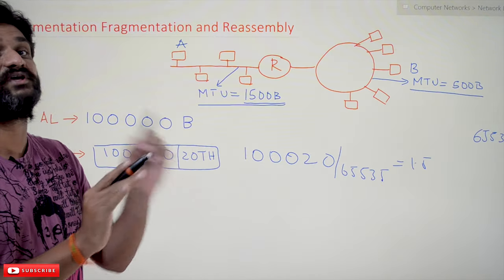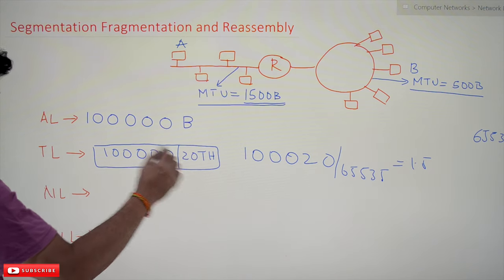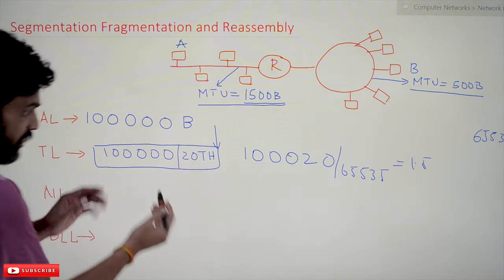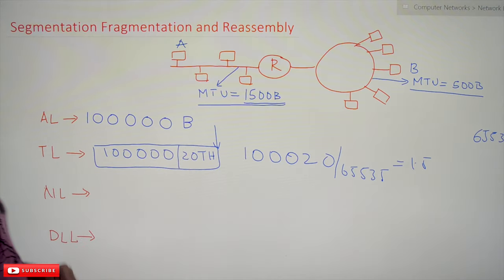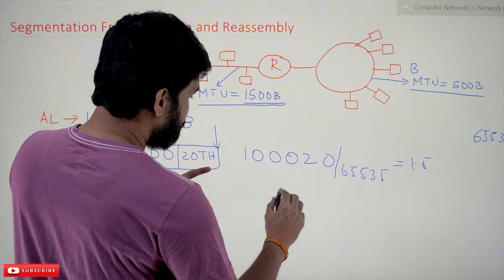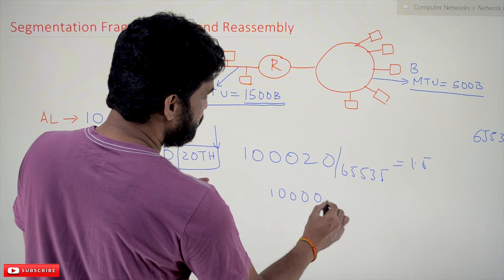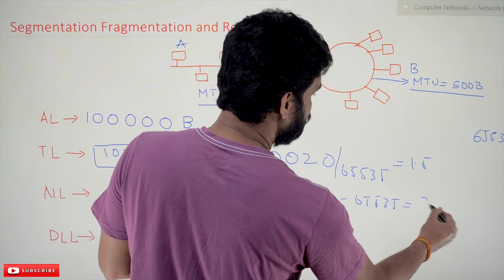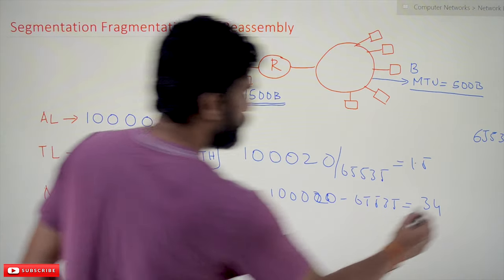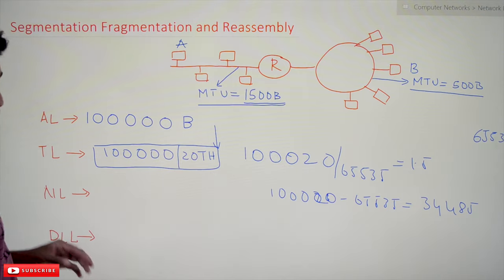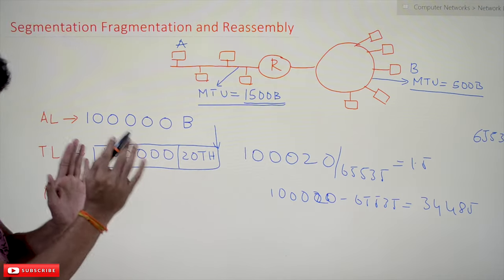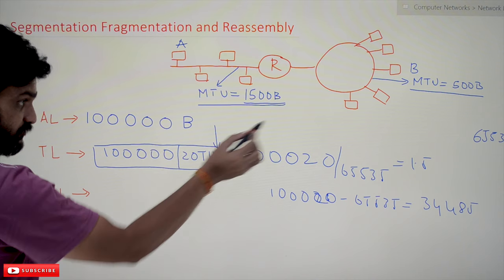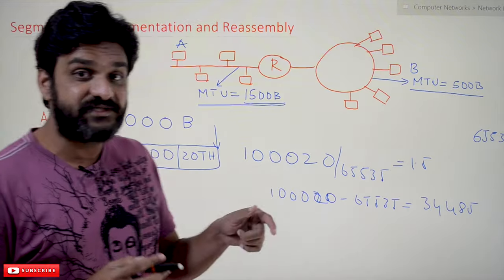How much data will we have in the first packet? This entire data, including the transport layer header, starting from here: how many bytes are taken into the first packet and how many bytes into the second packet? Before that, one more thing we have to understand: 100,020 minus 65,535 is approximately equal to 34,485. The capacity of the network layer is 65,535, so the first packet should have that many bytes, and as we said, the capacity includes the header.